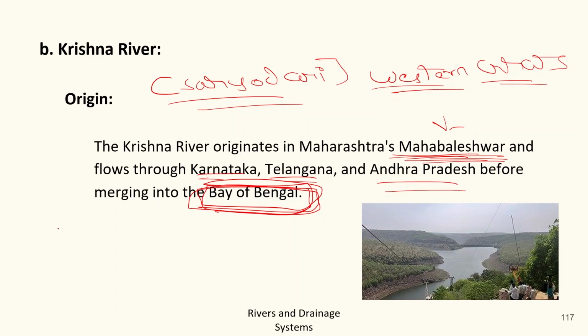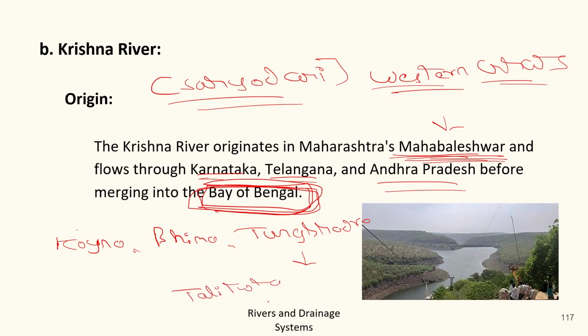Okay, and the famous tributaries of this river are Koyna, Bhima, and Tungabhadra. And remember one thing, at Tungabhadra there was the Battle of Talikota for the Vijayanagar Empire. We had discussed it in the history lecture. Remember? So just connect it from here.